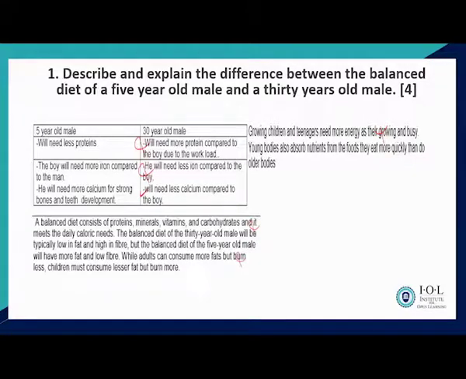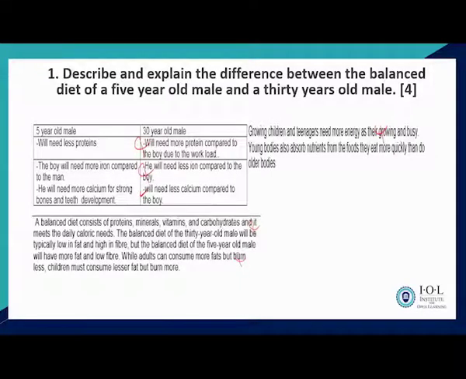A balanced diet consists of protein, mineral, vitamin. This one is describing a balanced diet. It's not describing the balanced diet of the 2 people, how it is different. It's giving us what a balanced diet is, which is not the scope of the question.